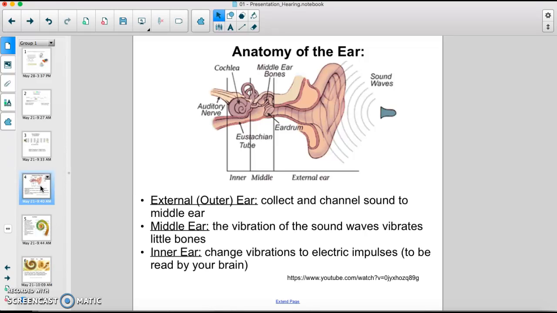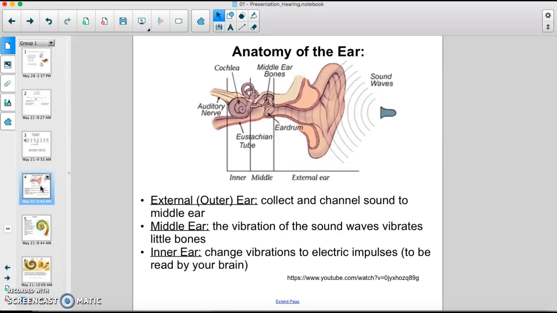So your ear is composed of kind of 3 different sections. You have the external or the outer ear. This is like everything that you can see on someone's ear. Its entire purpose is to collect sound and then channel it into the next part, which is the middle ear.